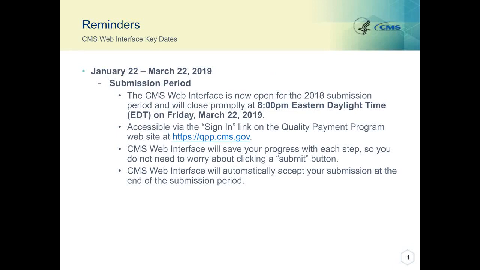So now a few important reminders. First, the CMS Web Interface reporting period will be open until March 22nd, 2019. It will close promptly at 8 p.m. Eastern Daylight Time on March 22nd. This slide will tell you information about how you can sign into the web interface, and also would like to remind you that your web interface submission is automatically accepted. There is no need to push a submit button.